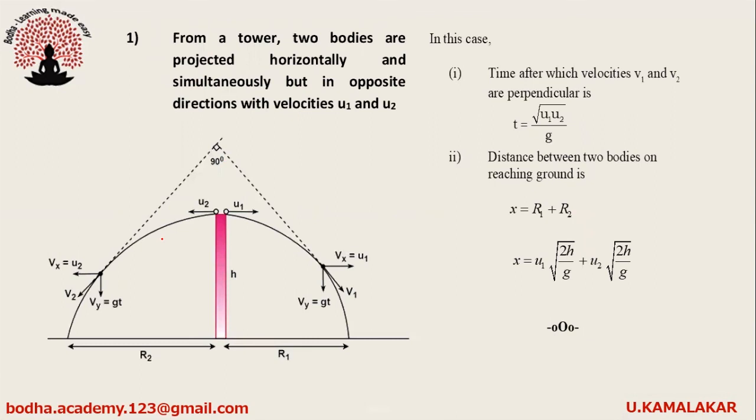From top of a tower, two bodies are projected horizontally simultaneously but in opposite directions with velocities u1 and u2. In such case, time after which velocities v1 and v2 are perpendicular is given as t = square root of u1 u2 whole thing divided by g. Separation between two bodies on reaching ground is given as x = u1 into under root 2gh plus u2 into under root 2gh.